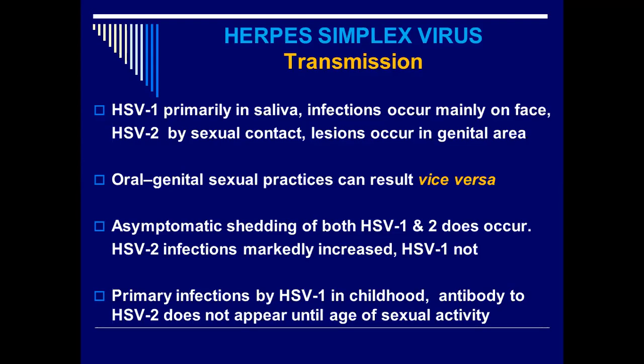Asymptomatic shedding of both HSV1 and 2 does occur, but with HSV2 infections it markedly increases, whereas with HSV1 it is not that important. The primary infection by HSV1 occurs in childhood, while antibody to HSV2 does not appear until the age of sexual activity. So once you are mature, an adult, you will have the antibodies against HSV1, but not against 2.